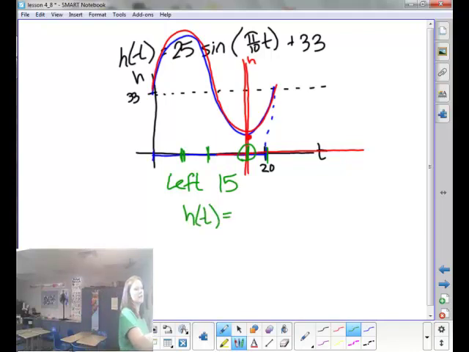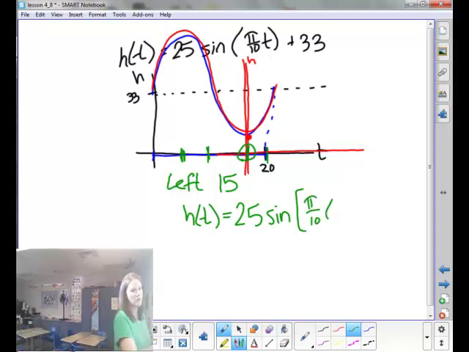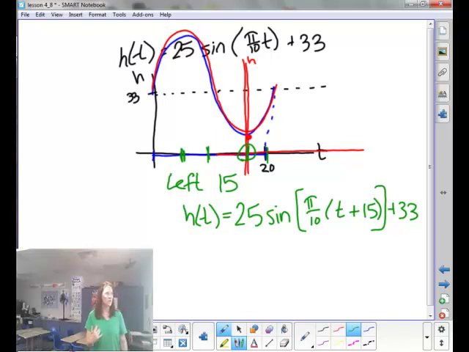H of t equals, we're going to have 25 sine, and we're going to put in a phase shift here. And we want to be careful not to mess up. Remember, factor, factor, factor. So we're going to leave this in factored form, and we're going to go to the left. So transforming to the left, I'm going to use a plus 15, and then our plus 33. Again, we can't move this thing up or down, or else our feet are dragging on the ground. So all we're doing is moving the whole graph to the left 15 units.